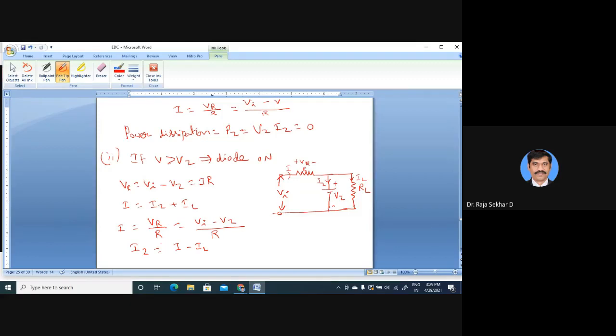So when Vi as well as load resistor RL is fixed, there are two cases. The first case is the diode is off, and the second case is the diode is on. When V is less than Vz, the diode will be off, and it is open circuit. And when V is greater than Vz, the diode will be in the breakdown region, meaning the diode is on. When it is on, the voltage across the Zener diode is Vz.